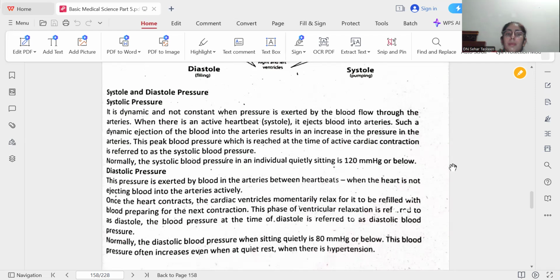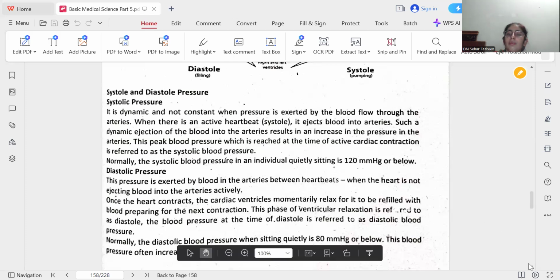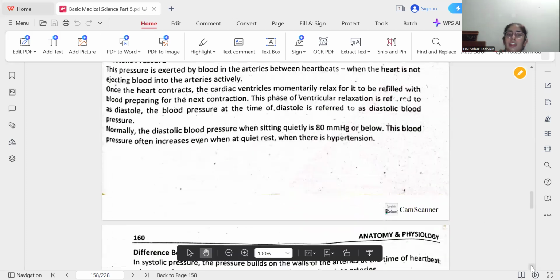And diastolic pressure: this pressure is exerted by blood in the arteries between heartbeats, when the heart is not injecting blood into the arteries actively. Once the heart contracts, the cardiac ventricles momentarily relax to be refilled with blood, preparing for the next contraction. This phase of ventricular relaxation is referred to as diastole. The blood pressure at the time of diastole is referred to as diastolic blood pressure. Normally, the diastolic blood pressure when sitting quietly is 80 mmHg or below. This blood pressure often increases, even at quiet rest, when there is hypertension.